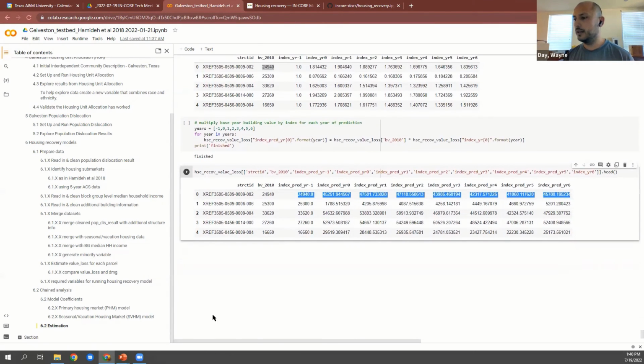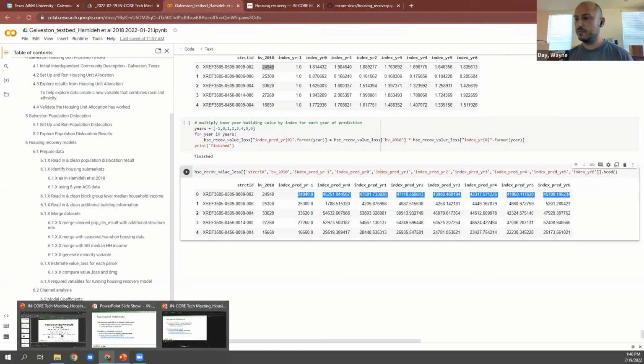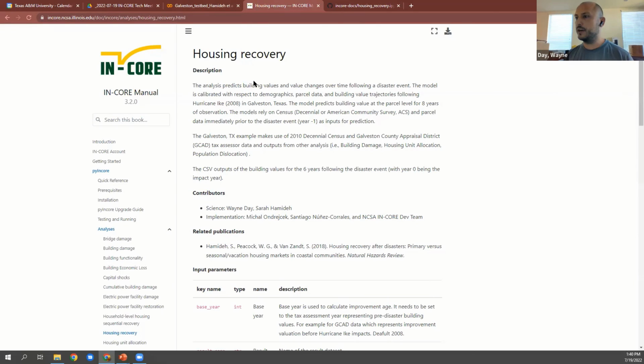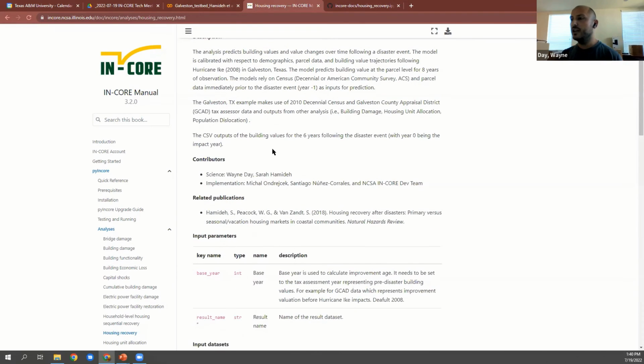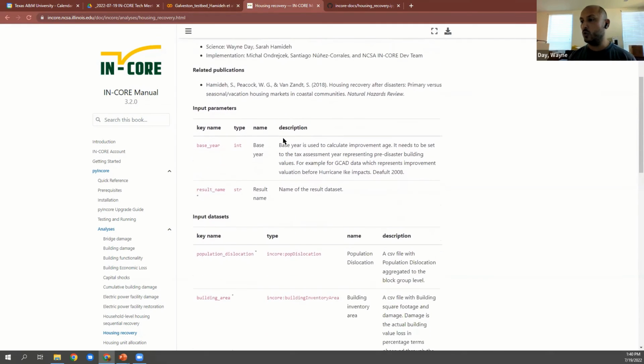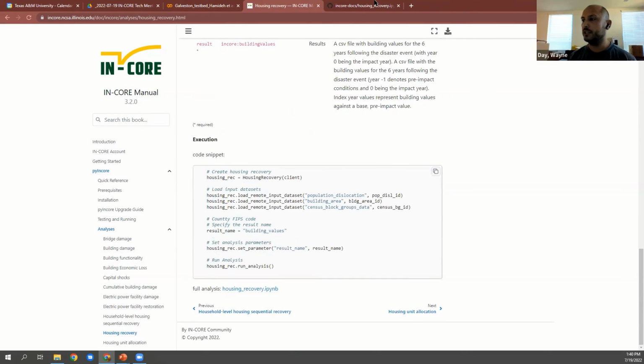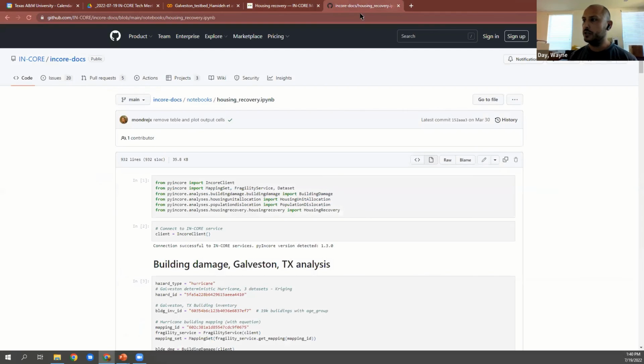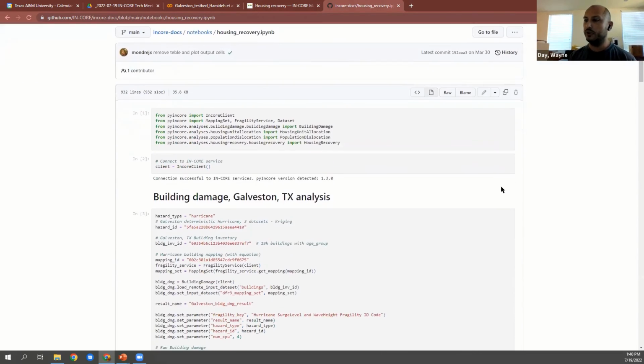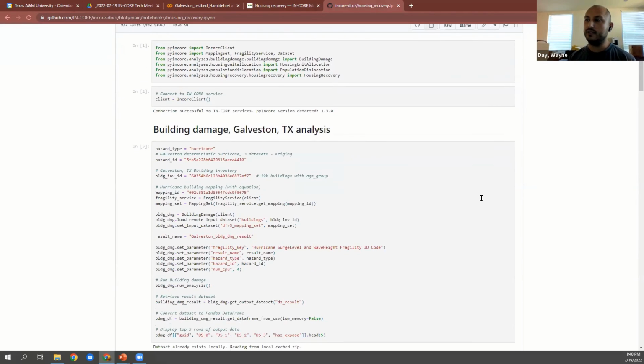I do want to note that the housing recovery model has been converted and ported over to InCore, taking all that code and packaging it up into discrete functions. It's out there. You click this link and you get an abbreviated notebook of what I just showed with all that extensive code, but just what's needed to prove out the housing value recovery model.